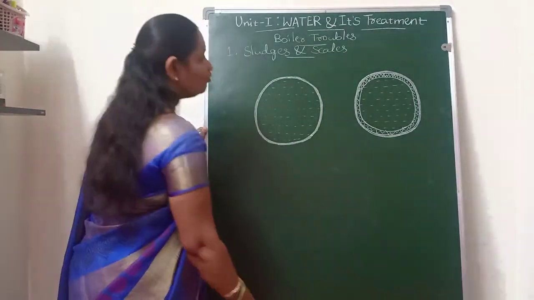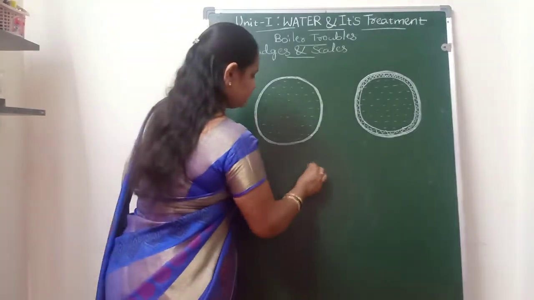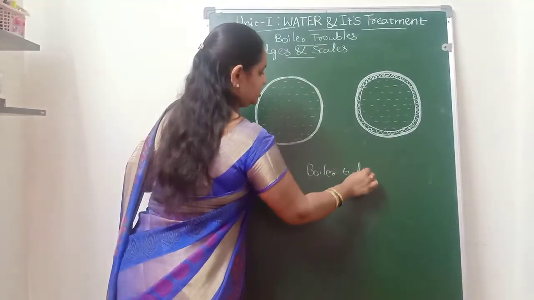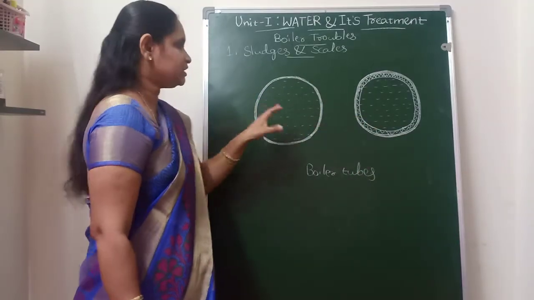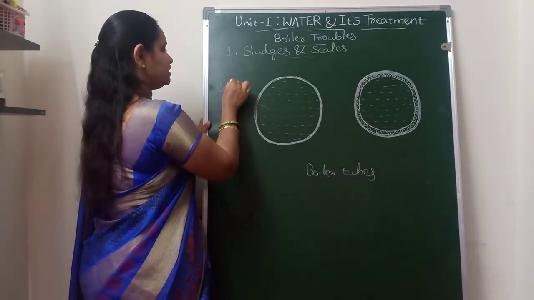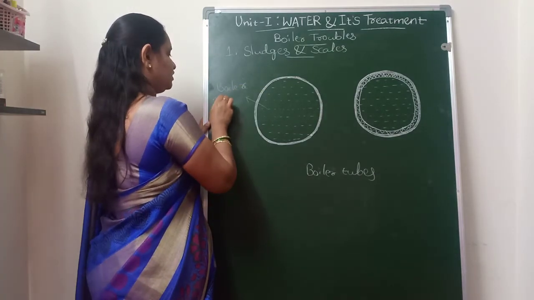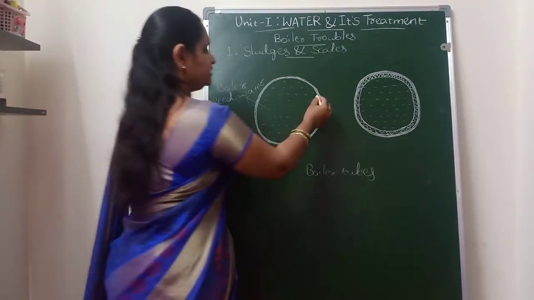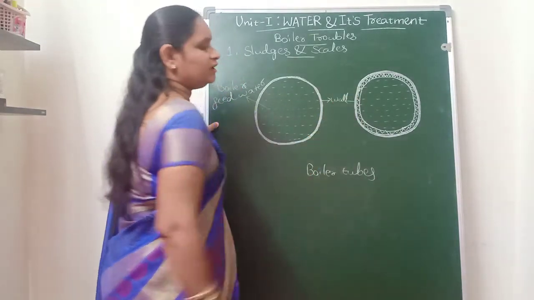Now coming to the boilers. So for example, these are the boiler tubes. Now when we are heating the water in the boiler tubes, this is the water already we have taken. This water is known as the boiler feed water. The water which we are using in the boilers for steam generation is boiler feed water. And this is the wall of the boiler tube.